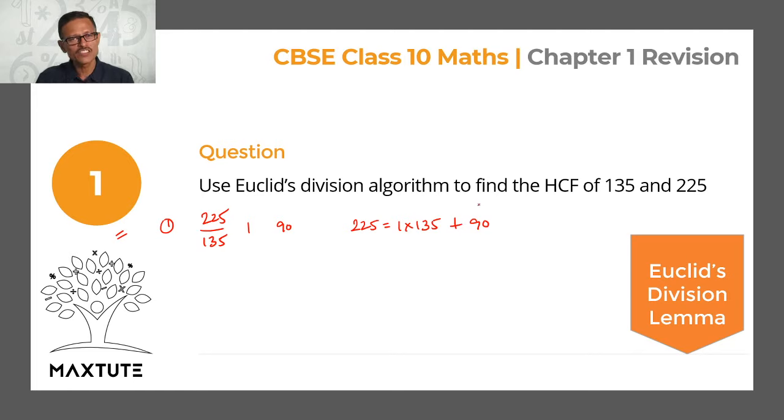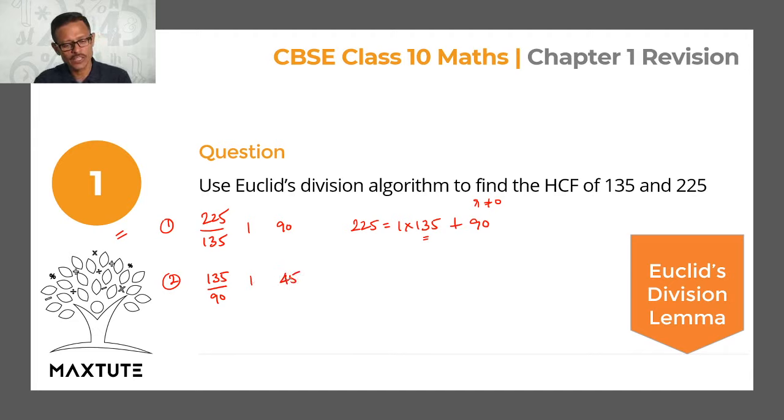If the remainder is not equal to 0, then we go to the second step. In the second step, what we do is we pick the divisor of the first step, which is 135, and divide it by this remainder. 135 divided by 90. 90 goes once in 135. The remainder is equal to 45.